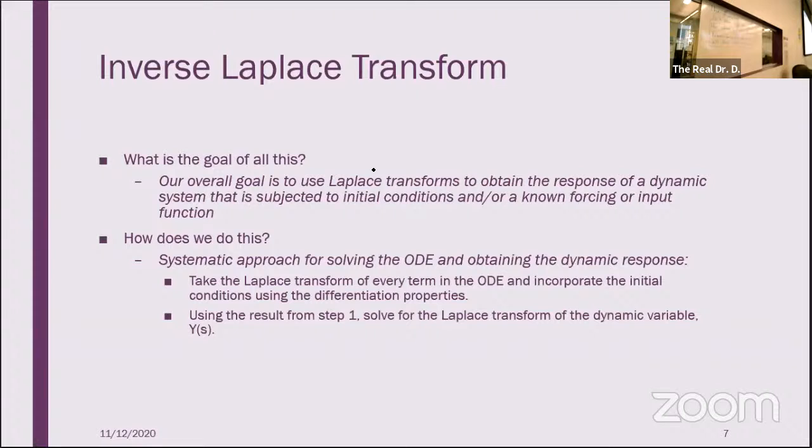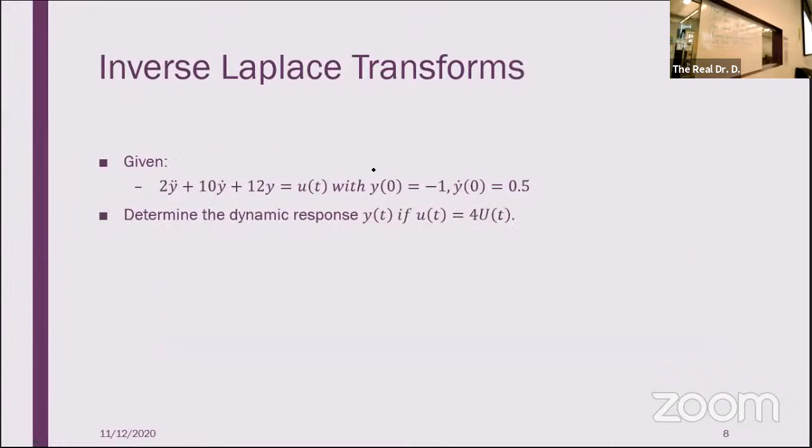Then using the results from that first step, we solve the Laplace transform for our output. In this case, it's in general called Y(s), but it doesn't have to be Y(s); we can have other variables that are our output. And then we take the inverse Laplace transform of Y(s), and that will get us back to y(t). Now, I haven't really shown you how any of this works. We've talked about it, so we're going to go through this example.